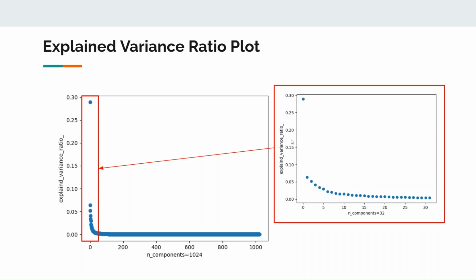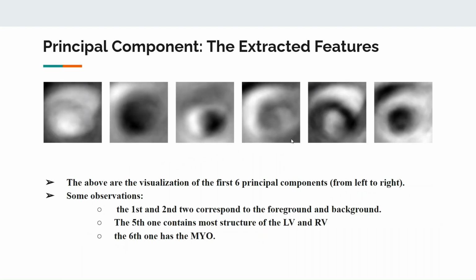This slide shows the explained variance ratio plot, which quantifies the proportion of variance captured by each principal component. The curve demonstrates a characteristic steep decline followed by a plateau, indicating that the first few components account for the majority of biological variation in our data. This analysis guided our selection of components needed to preserve important structures, specifically the left ventricle and myocardium, while achieving efficient dimensionality reduction. For this slide, we visualize the first 6 principal components.